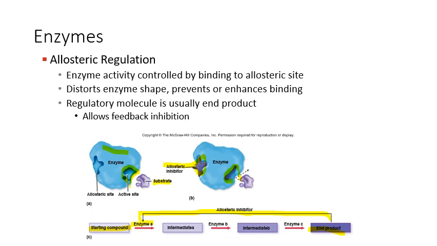It's basically a negative feedback loop that's going to shut off production until we've used up enough of that product that we need to start making more of it. Right? So that's how non-competitive inhibition works, specifically allosteric.